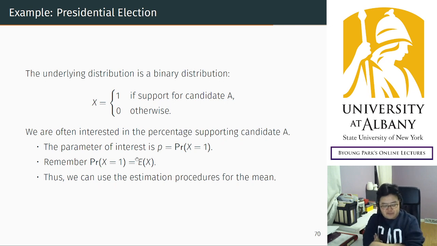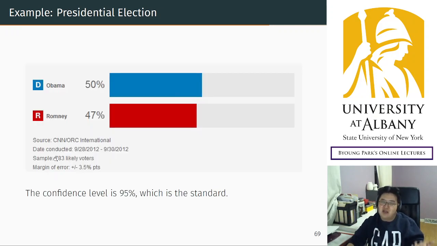Think about this. First, we have to think about the underlying distribution. This is a very special case. Remember, the sampling distribution is about multiple observations, but underlying that is a single outcome distribution. In this case, the experiment is a survey of 783 voters. Sampling 783 voters is one experiment, so you observe 783 outcomes at the same time, once in one experiment.